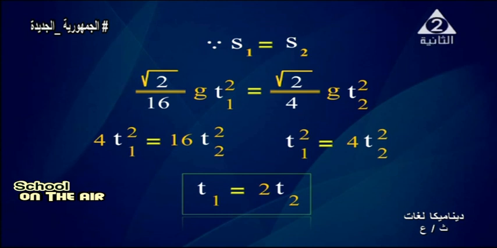This example contains two cases, the rough plane and the smooth plane. The first case, the plane is rough and inclined. The second case, the plane is smooth and inclined. Now the time t1 equals twice the second time t2. That means that the body takes a longer time in the case of the rough plane.